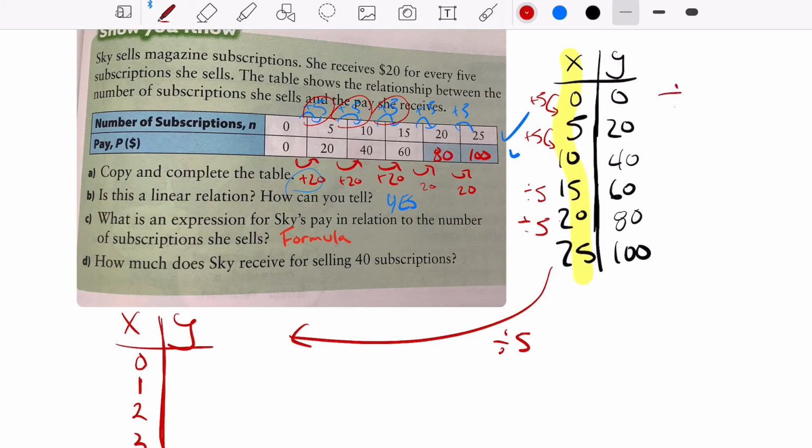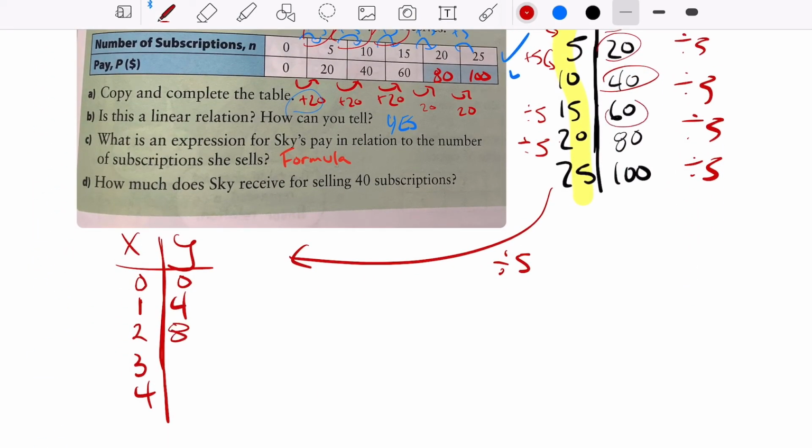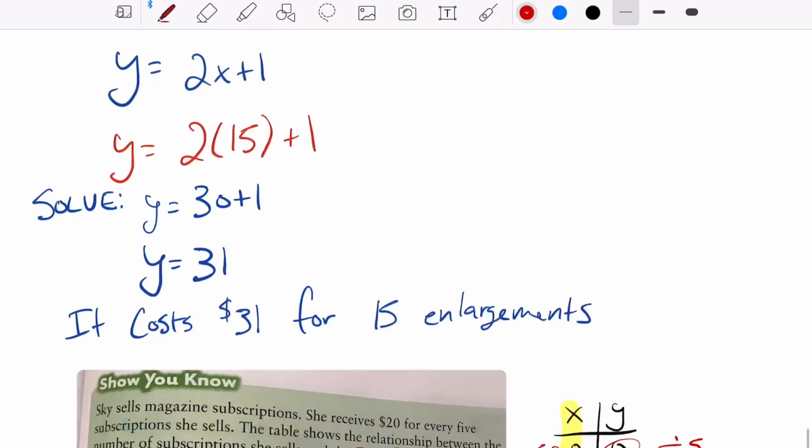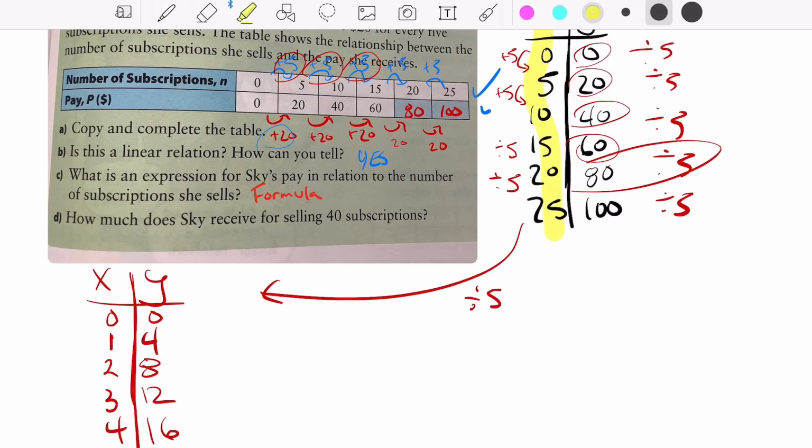And then I'm going to do the same thing to the other side of the table because it's only fair. So 0 divided by 5 is 0, 20 divided by 5 is 4, 40 divided by 5 is 8, 60 divided by 5 is 12, and 80 divided by 5 is 16, and so on. So here's my new table that I built from this table.